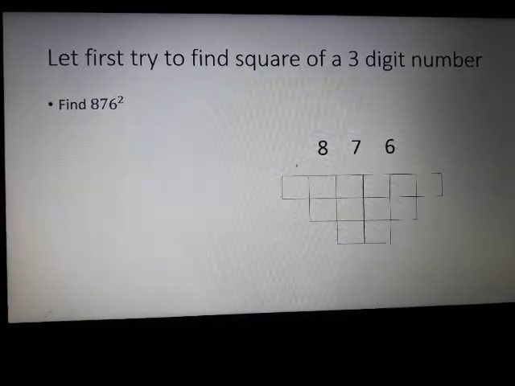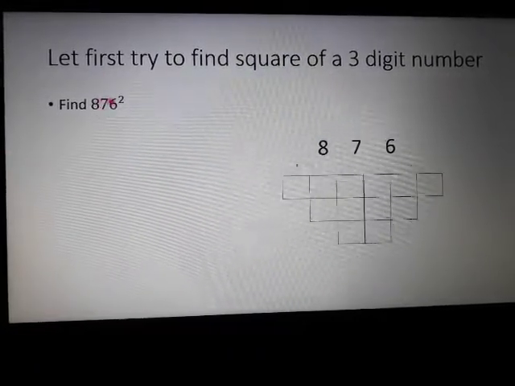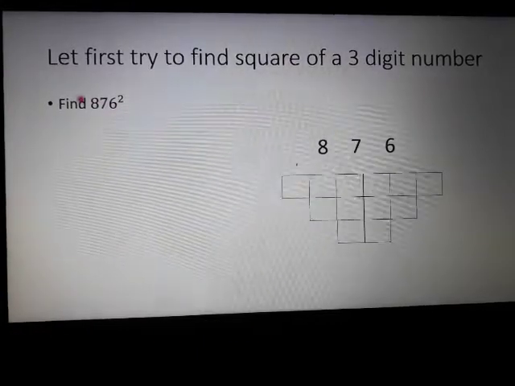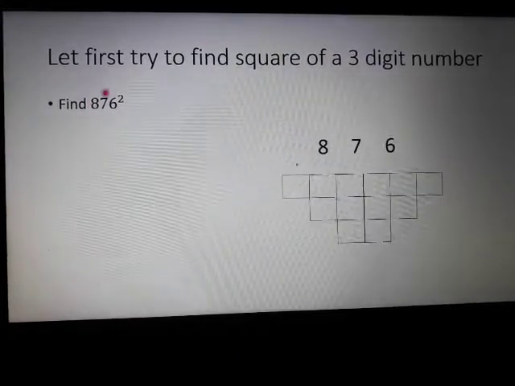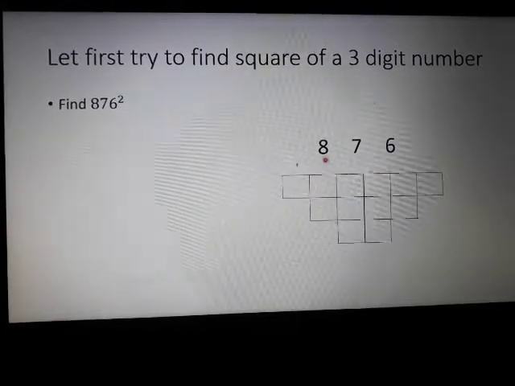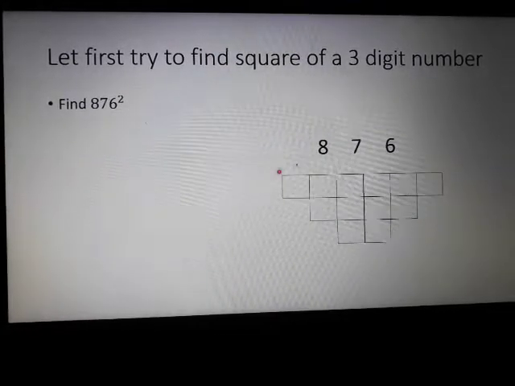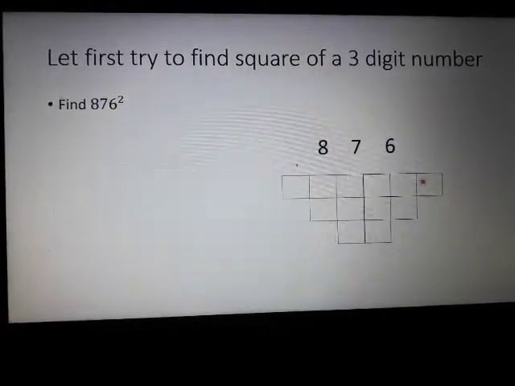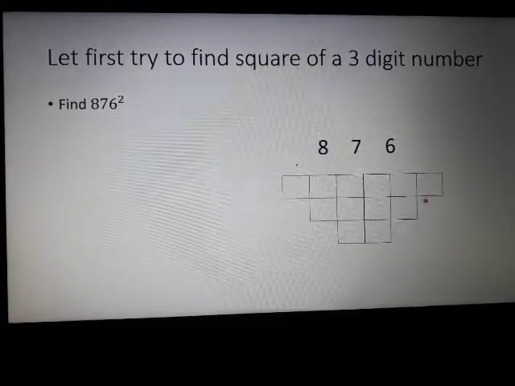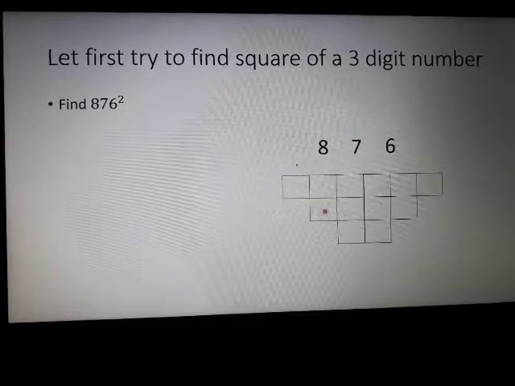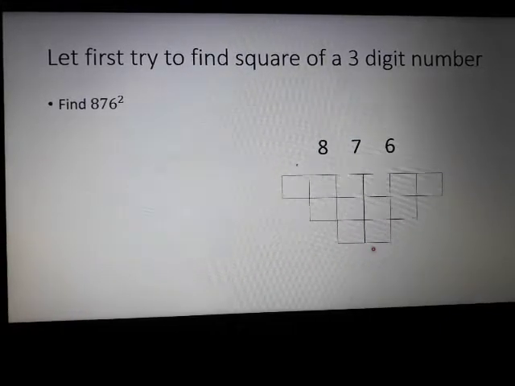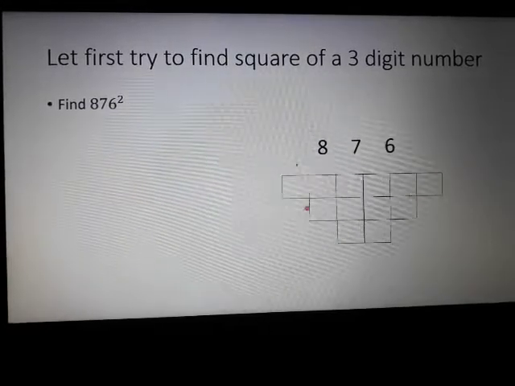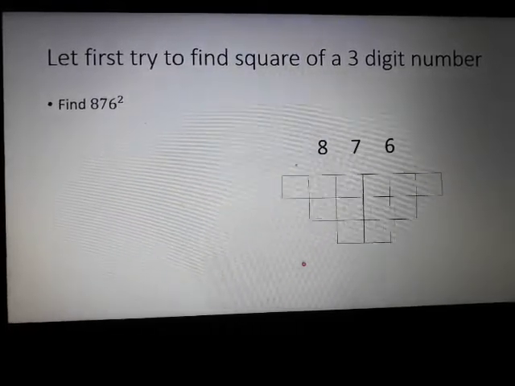So over here, as an example, I have taken 876. So we are interested to find the square of 876. To start with, write 876 over here and draw the inverted pyramid below it. The first row should have 6 boxes. Below it, the second row should have 4, and then below it, in the third row, it should have 2. You have to learn this pattern.